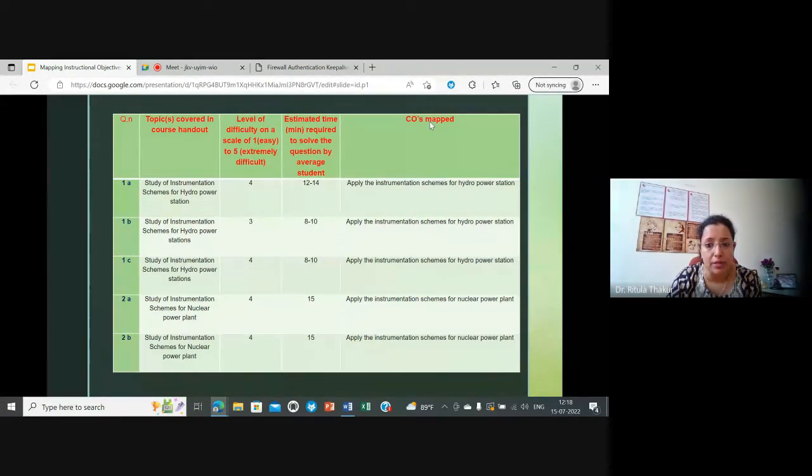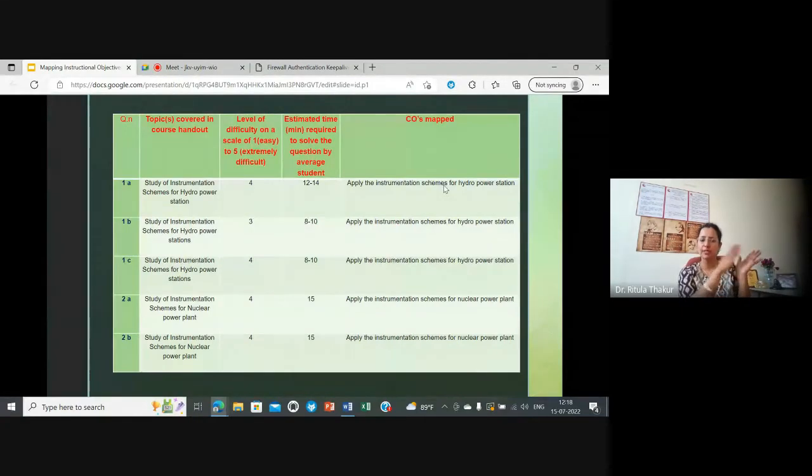And the CO mapped. There are various COs, so which CO is being mapped by this particular question is this particular CO. So how am I able to map this CO? Because I had prepared the learning outcomes.